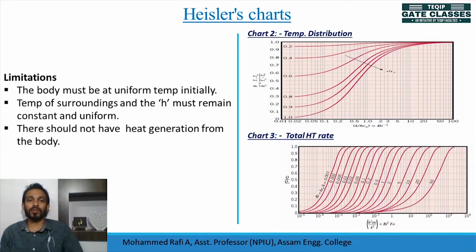Similarly, the temperature of the surrounding as well as the h value should be constant and uniform. We know that h is not a thermophysical property, so it will vary depending on the scenario. If it is changing in our application, then also you cannot take help from the Heisler chart. Similarly, there should not be any heat generation also. Okay, so these are all the advantages as well as the limitations of the Heisler chart.